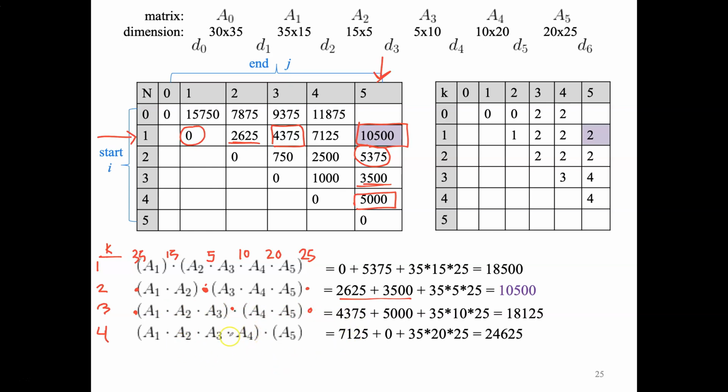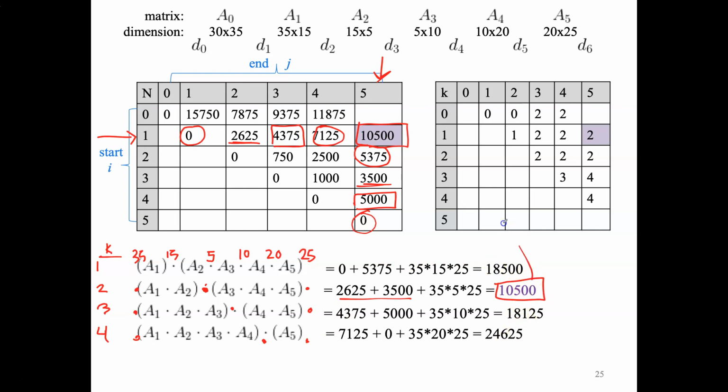Or lastly, if we split right after A sub 4, this would be how much it costs to form our leftmost matrix plus our rightmost matrix plus the product of their dimensions, which is a 35 by 20 by 25. Okay, so we plug all those into a calculator. We find that this gives us the smallest value compared to the other ones.